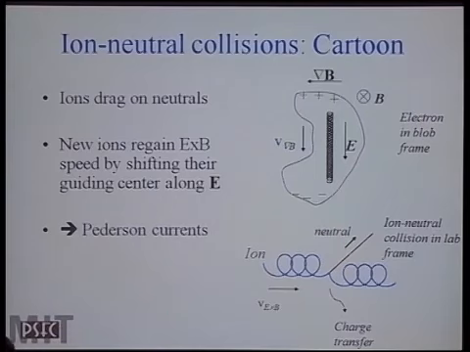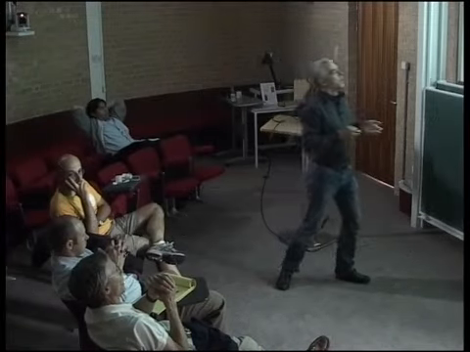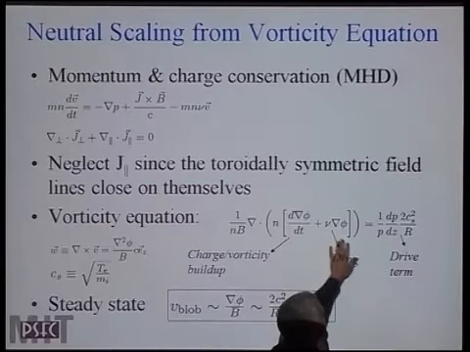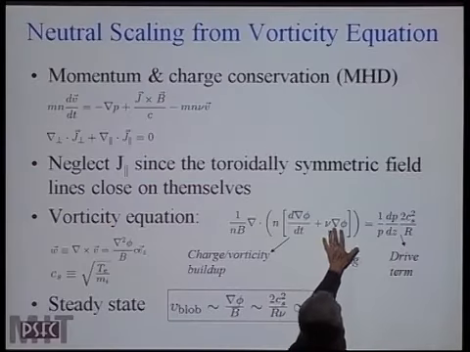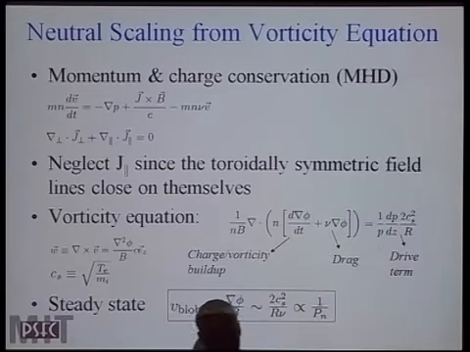I would have thought that would appear in the drive term, because it should cancel the curvature drift drive term. Right, so this is a drag term that cancels this term. So you're basically just balancing these two terms in the vorticity. Okay, so you've got that in there.